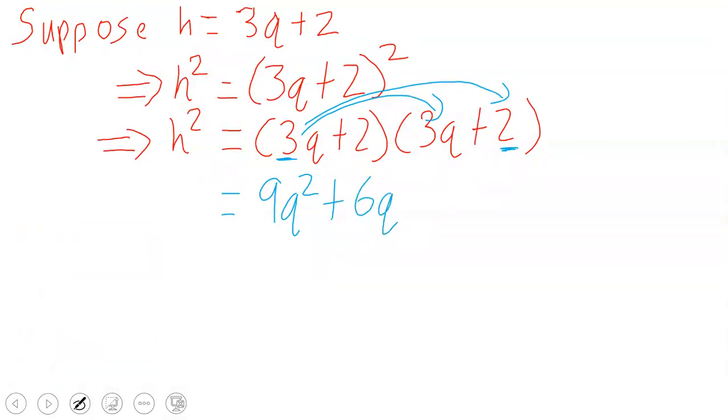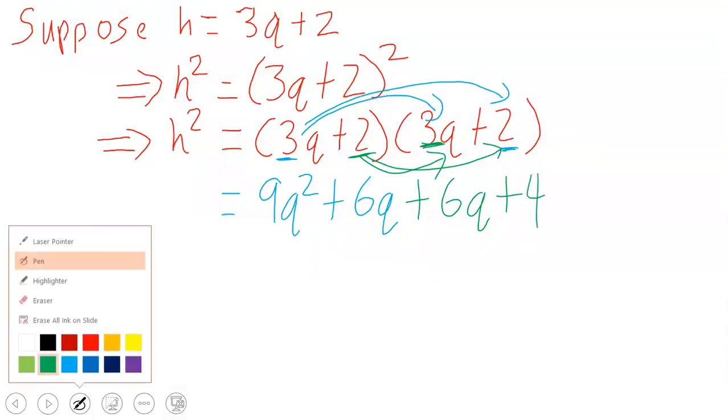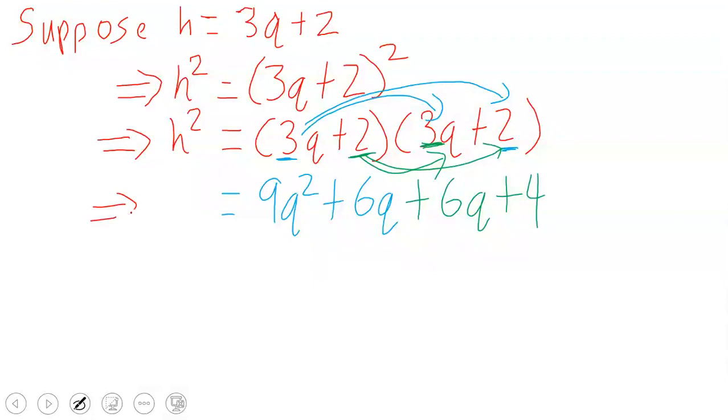Okay, good. Now let's consider 2 times 3q. Well, 2 times 3 is 6. So we have 6q. And 2 times 2 is what? It's indeed 4. And so we have that what? h squared equals what? 9q squared plus 6q plus 4. Let's simplify some more.